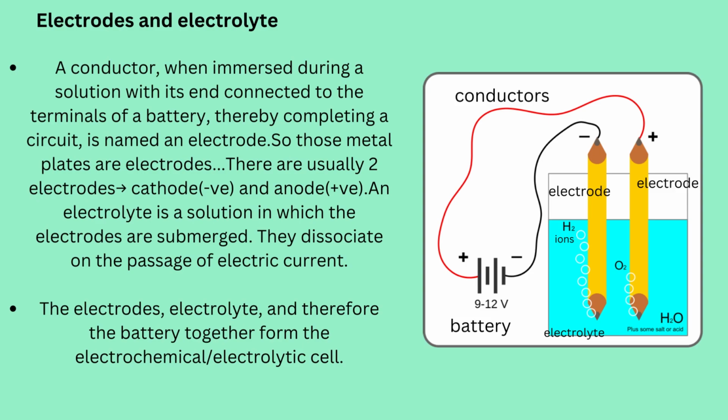An electrolyte is a solution in which the electrodes are submerged. They dissociate on the passage of electric current. The electrodes, electrolyte, and the battery together form the electrochemical or electrolytic cell.